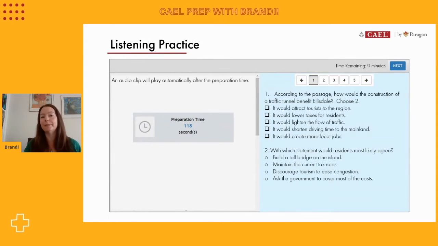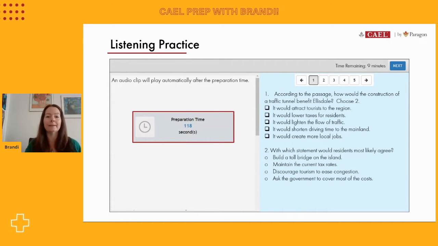So here's what a typical screen would look like on the actual CAEL test. You'll notice that the prep time clock is always located here on the left of the screen. So this is going to count backwards to 0 as soon as you begin the listening test itself. So during this prep time, this is where you'll focus your attention on the right-hand side of the screen where you see all the questions and the answer choices.